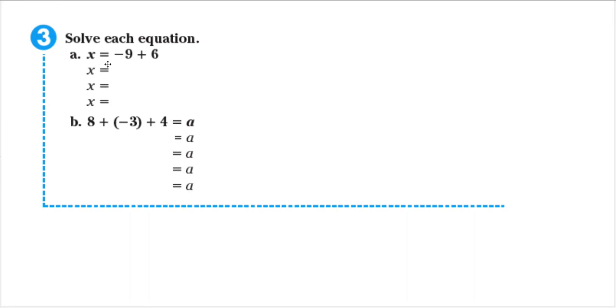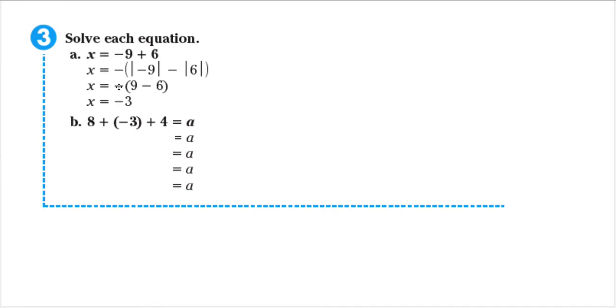Solve each equation. x equals negative 9 plus 6. Again, get their absolute values and subtract their absolute values. So the absolute value of negative 9 minus the absolute value of 6. Why is it negative? Because if you look at negative 9 and 6, if you disregard the sign of negative 9 and 6, the greater number would be 9, and the sign of the greater number is negative.